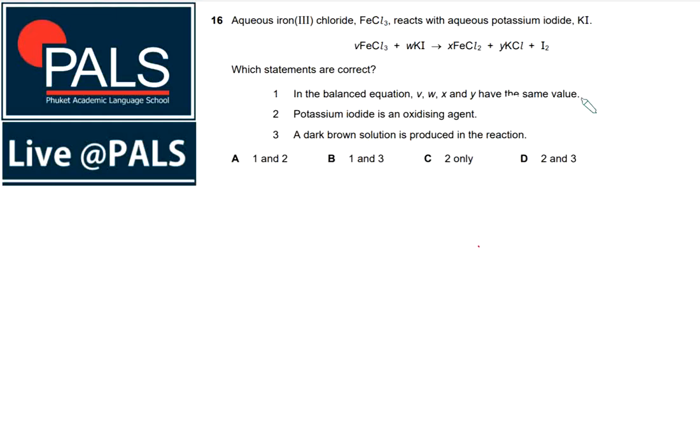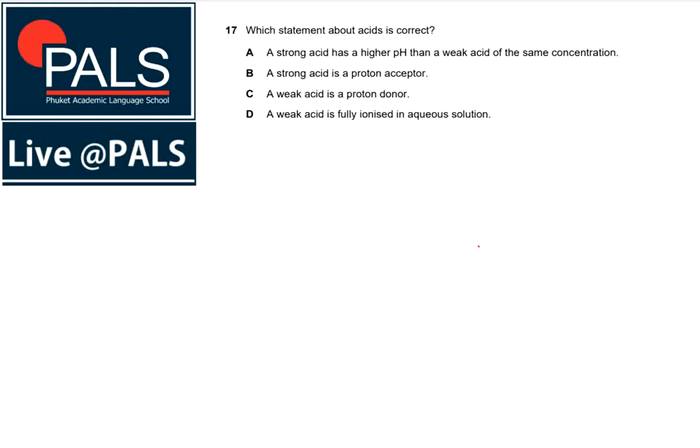Actually, in the balanced equation, V, W, X, Y, and Z have the same value. And a dark brown solution is produced in the reaction. So potassium iodide is not an oxidizing agent. So the correct answer is letter B.